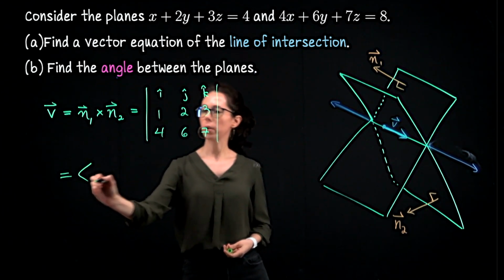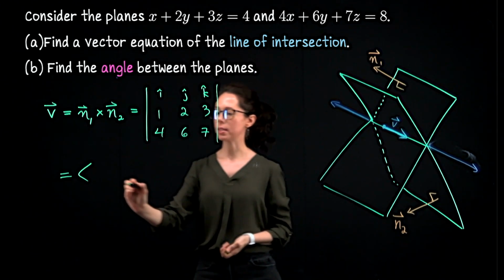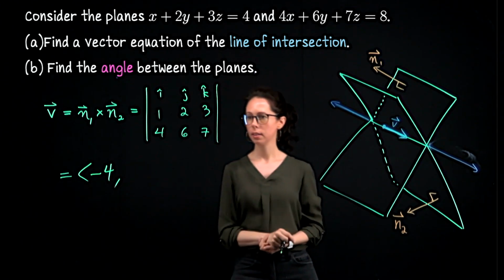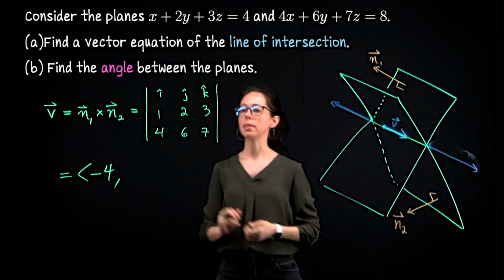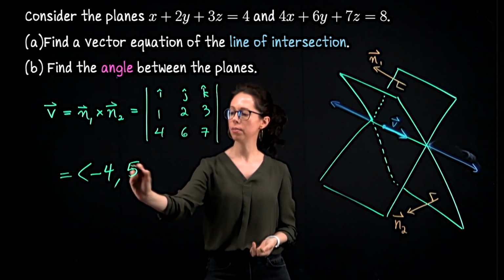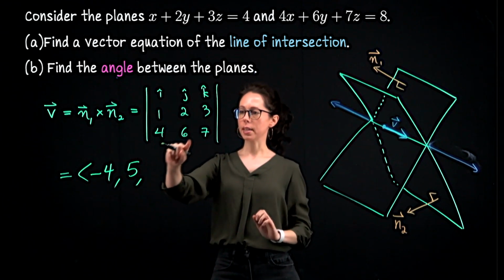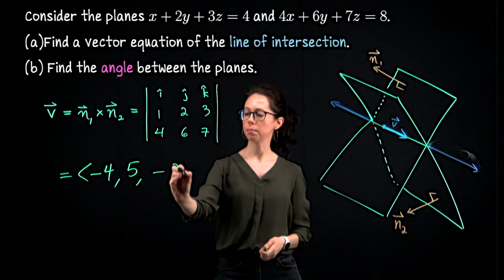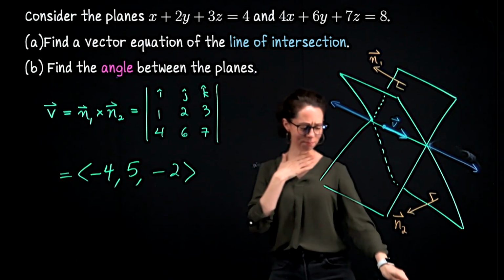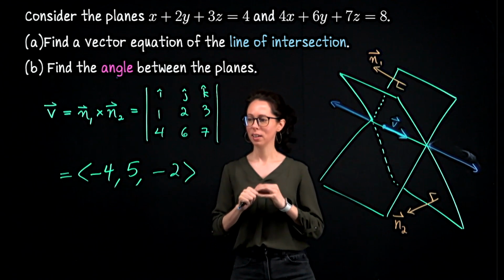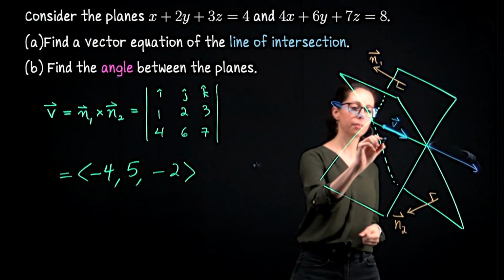Let's see, for the first coordinate, we'll have 2 times 7 minus 3 times 6, that's 14 minus 18, negative 4. Then for the second coordinate, we'll do 3 times 4 minus 1 times 7, so that's 12 minus 7, which is 5. And then for the third coordinate, we'll have 1 times 6 minus 2 times 4, that's negative 2. Okay, so let's go ahead and write that. Sorry. The vector v we will use as negative 4, 5, negative 2.